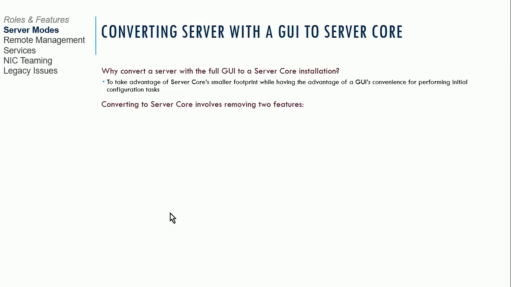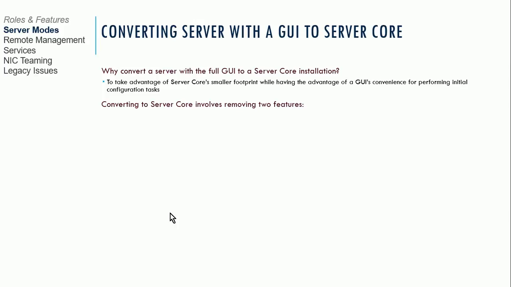So one thing you may do is start with the full graphical user interface with a server, and once you have it configured, you may remove the graphical user interface components. That way it just runs in core mode. But then later on, if you needed to do something that required some of those user interface components, you could always add them back. Of course, it's much easier just to manage the server from the UI from another machine, which we're going to talk about here in just a few minutes.